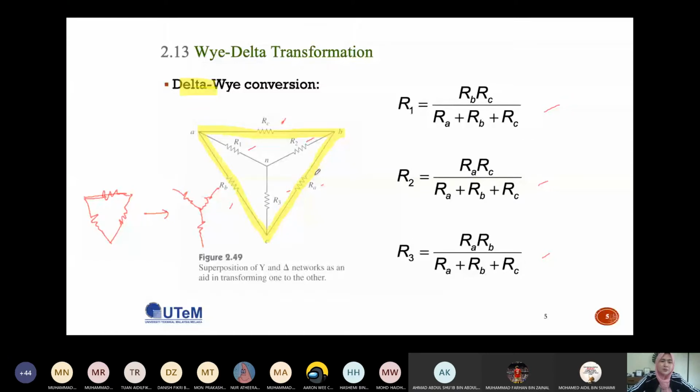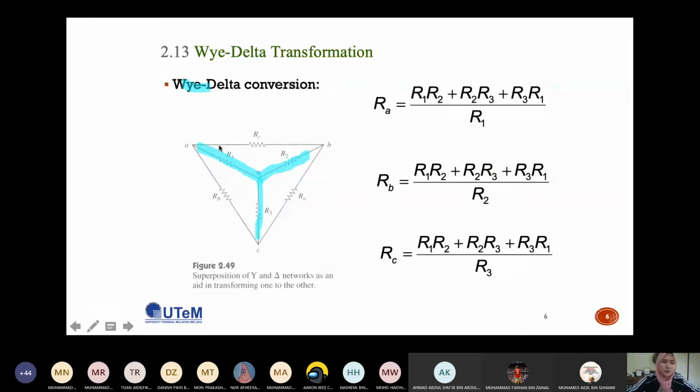And lastly, for resistor 3, since resistor 3 is over here, it equals the resistor over here multiplied by the resistor over here, divided by RA plus RB plus RC. Okay, so you must remember this formula. So this is if you want to convert from a delta network to a Y network. Next, you can also change from a Y network to a delta network.